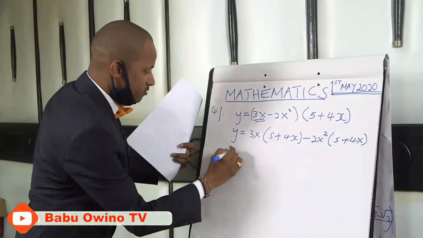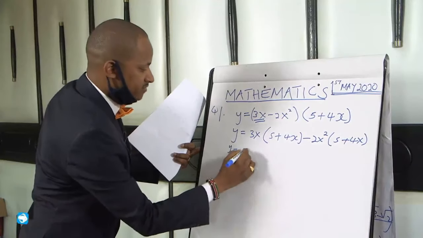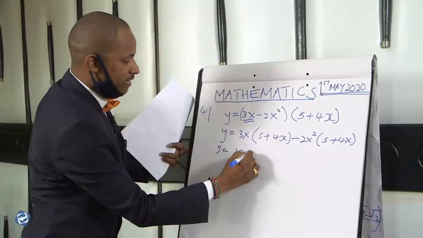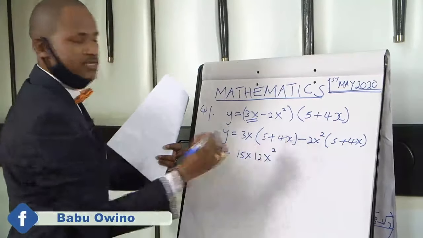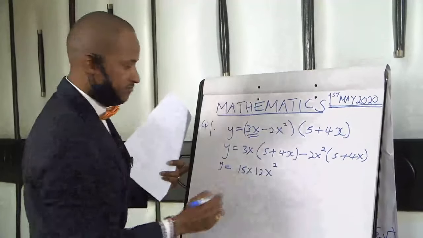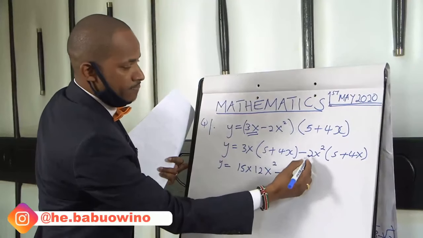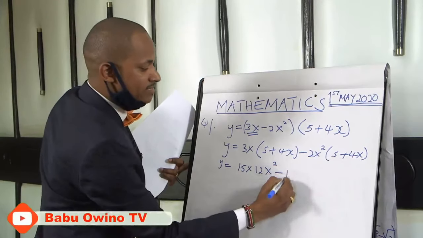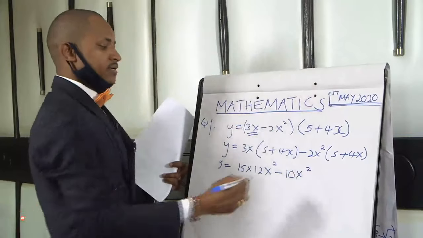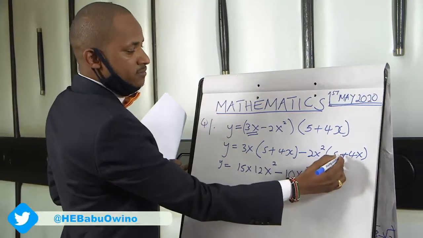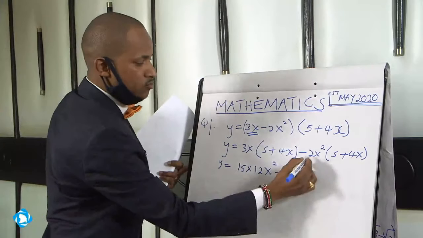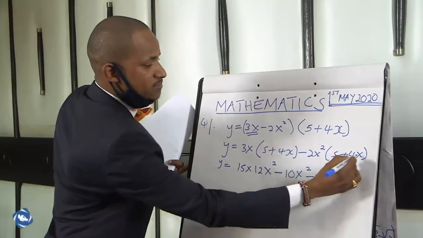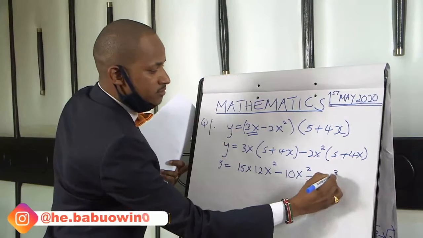Then we expand it, y is equal to 3x times 5 is 15x. 3x times 4x, we get 12x squared: x times x is x squared, 3 times 4 is 12. That's 12x squared. Minus 2x squared times 5 is minus 10x squared. Then minus 2x squared times plus 4x, we get 2 times 4 is 8, that is minus 8, then x squared times x is x cubed.